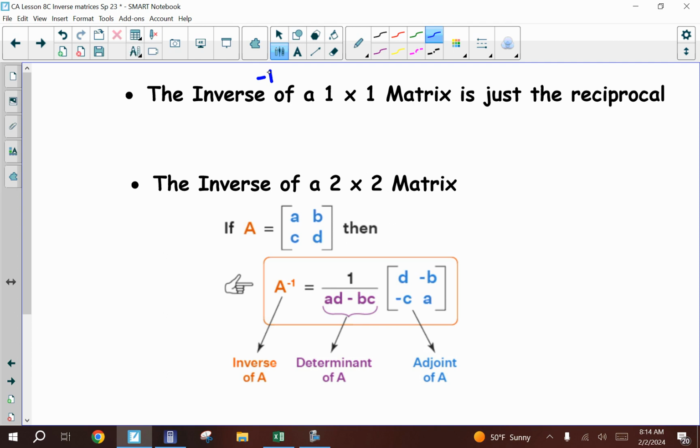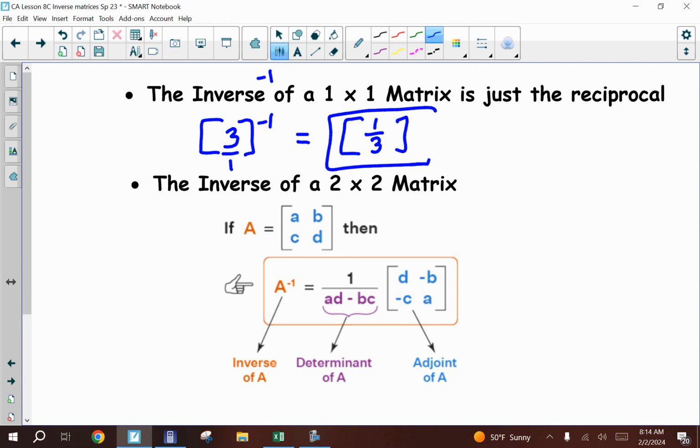So I'm going to do a quick example here. If I have a matrix that's, let's say, 3, and I want to find the inverse of 3, it's just the reciprocal. And a reciprocal is when you take a fraction and flip it. So I'm going to make that 3/1. If I flip it over, that's the answer. So a 1 by 1 is super easy. You just have to remember to flip it into a fraction. If it's already a fraction, that's even better, because then you just flip it. If it's not a fraction, you make it a fraction.